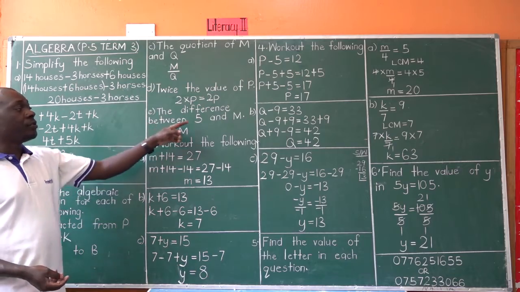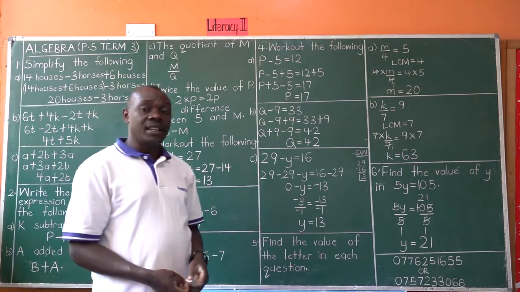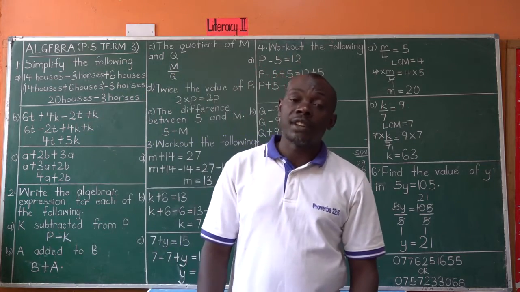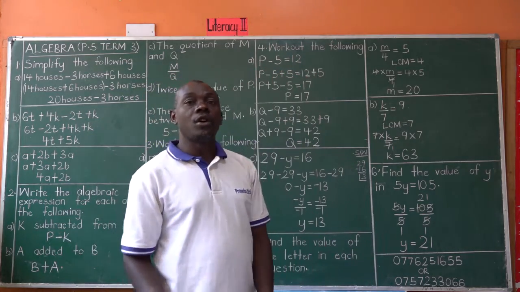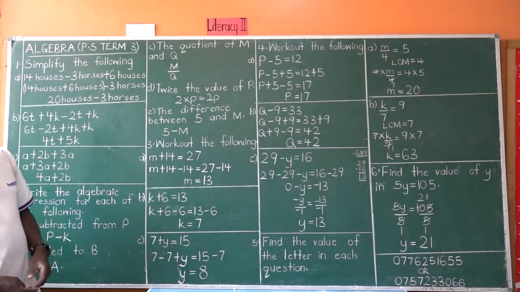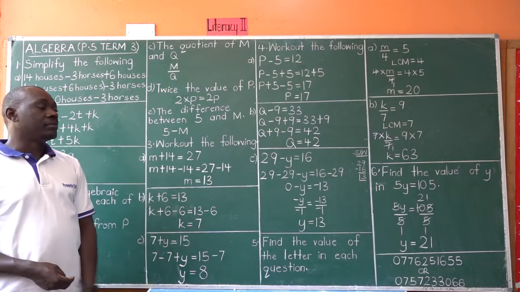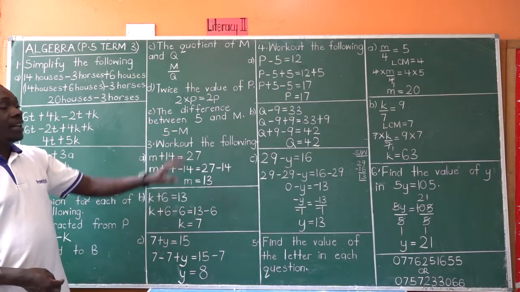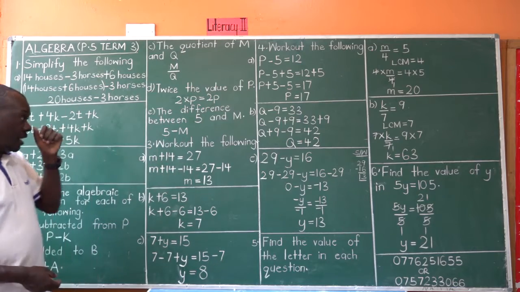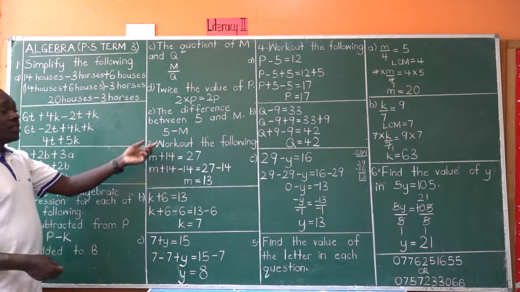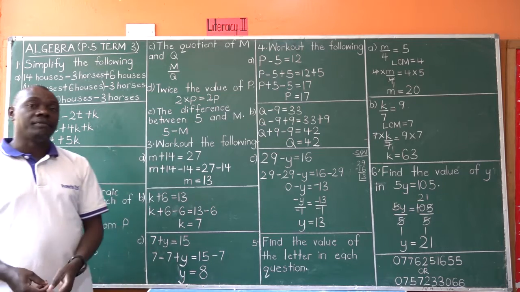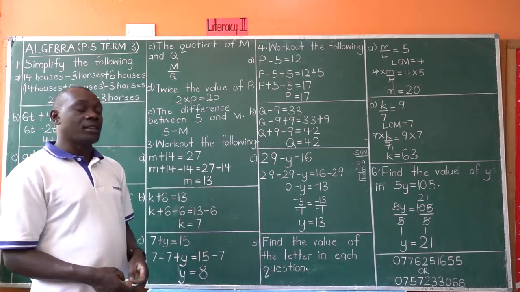Now here, the difference between 5 and M. Difference is the result after subtracting 2 numbers. So I've got 2 things, 5 and M, where the difference is 5 minus M. And remember, 5 and M don't look alike, so you cannot produce a single answer when you subtract them. And so I've got 5 take away M as the expression to mean the difference between 5 and M. And in so doing, you have answered the question.